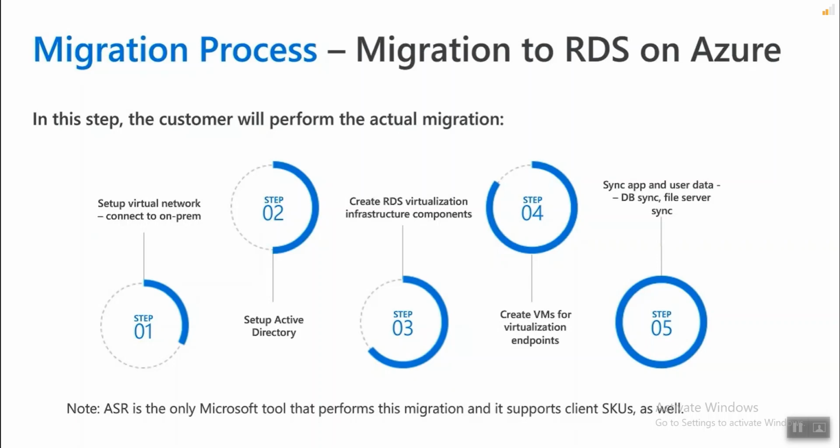If you're not interested in having any kind of roaming user profile, then you will just synchronize app data so that the application data can be accessible on Azure. So these are the five high-level steps that are part of your migration. The tool that we recommend is Azure Site Recovery, ASR, which allows you to replicate both server as well as client VMs. As of last month, May, you can actually replicate client VMs also using this particular tool.